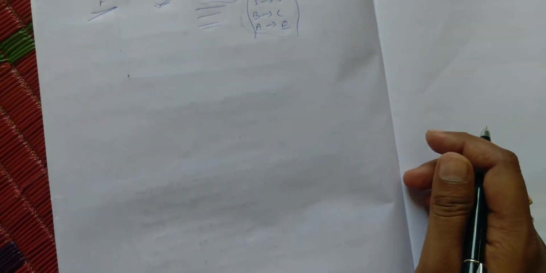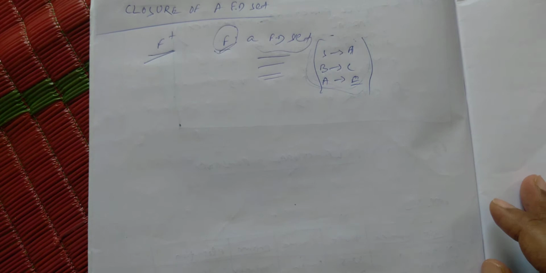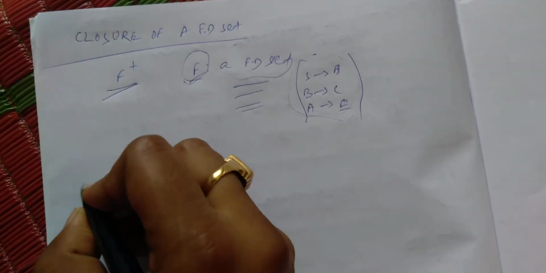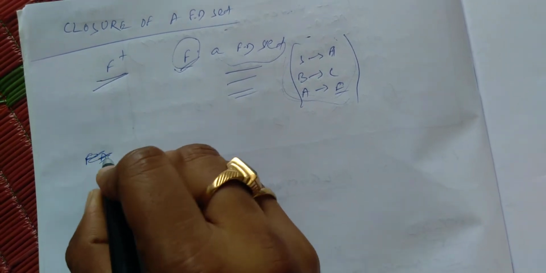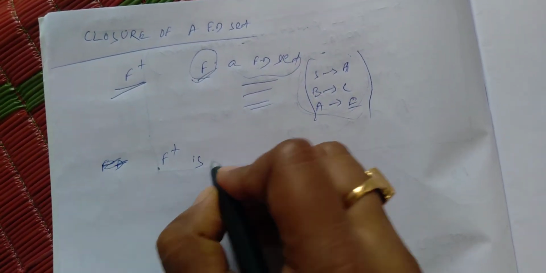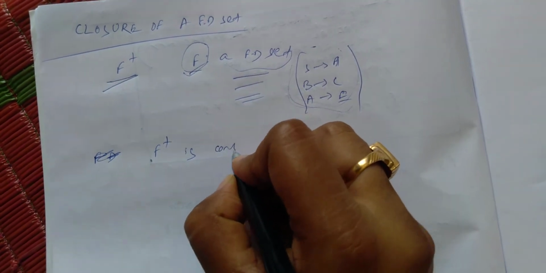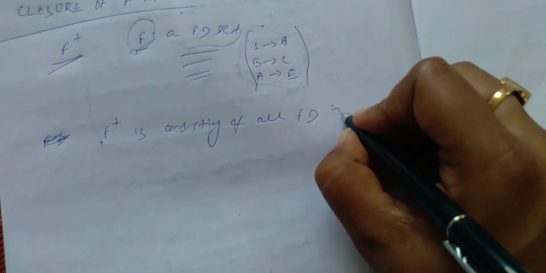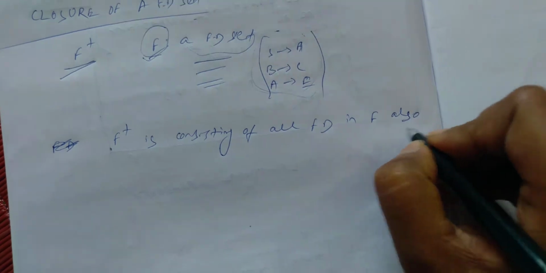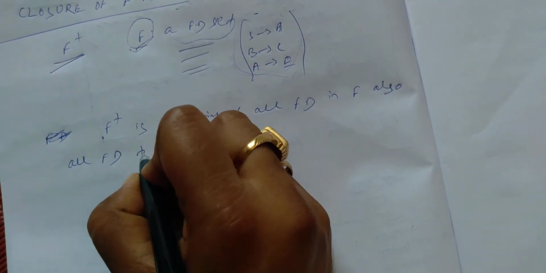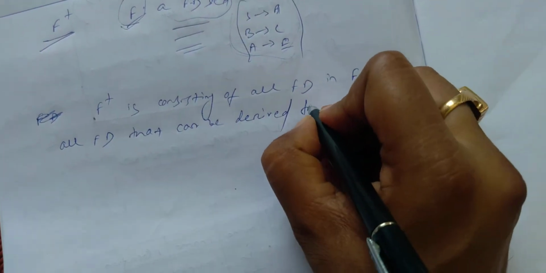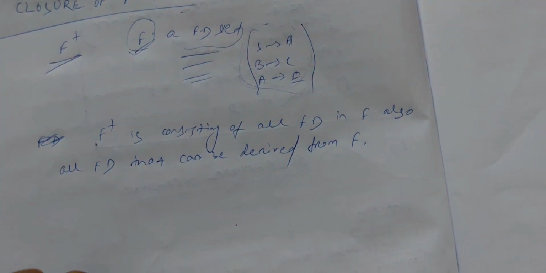It says that all the dependencies that include F, as well as the dependencies that can be inferred from F, form the closure. So the functional dependency closure, or F plus, consists of all functional dependencies in F, and also all functional dependencies that can be derived from F.